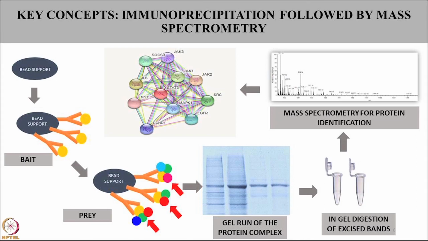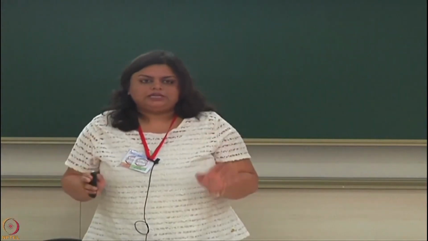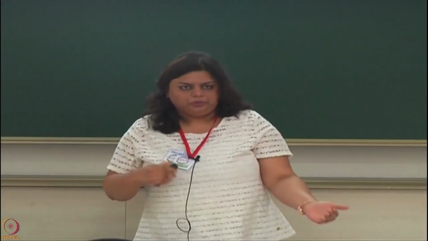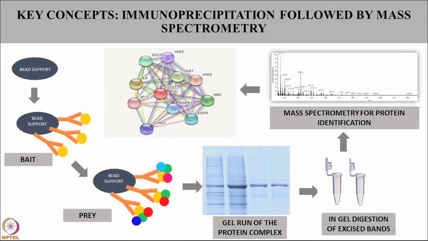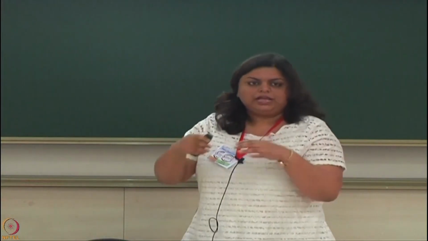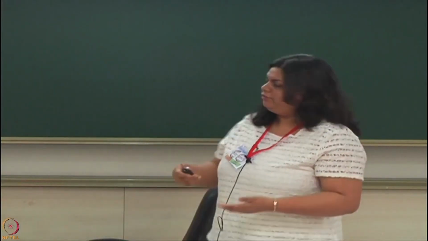And then what we can do, so this is only one of the ways that you can do IP. There are many ways to do it. So people also directly use the antibody on the lysate and then they trap the complex. So that can also be done. There are modifications of it.